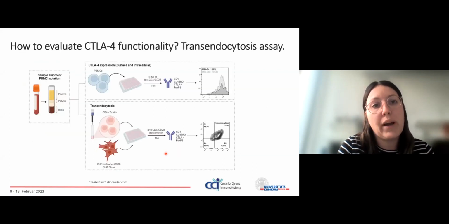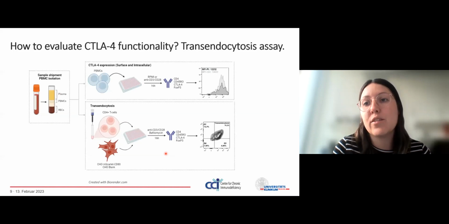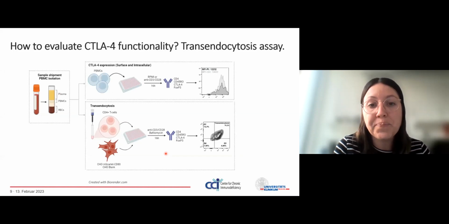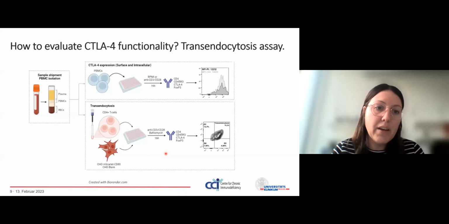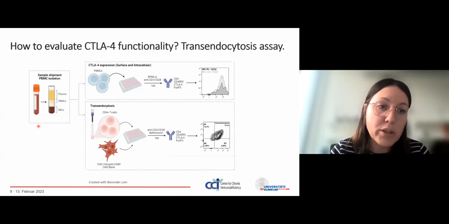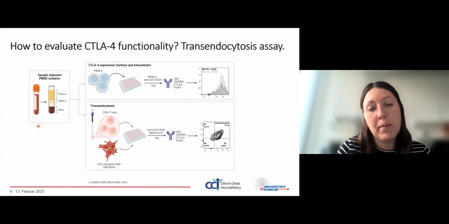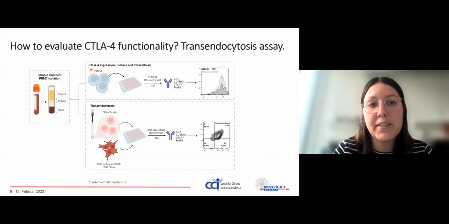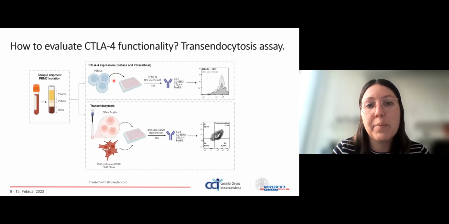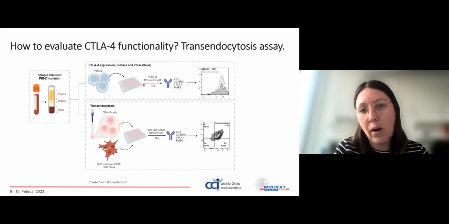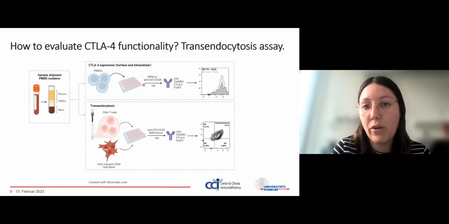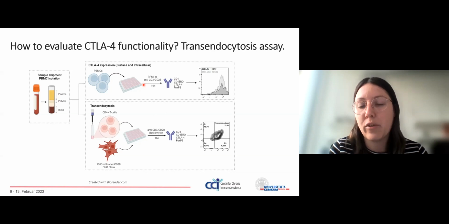What we do in our group to evaluate CTLA4 functionality is to perform a transendocytosis assay, which allows us to measure how much CD80 was taken up by the CD4 T cells of the patients. And I will quickly explain this in more detail. So we always receive blood or PBMCs, and then we perform two parallel assays. One focuses on the CTLA4 expression, for which we stimulate PBMCs with anti-CD3 and CD28 for 16 hours. And then we stain them for CD4, CD45RO, CTLA4, and FOXP3.